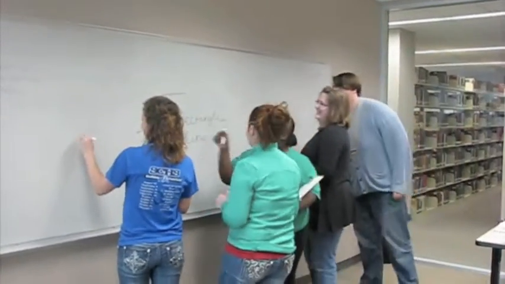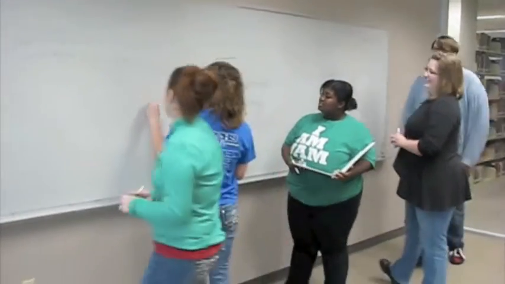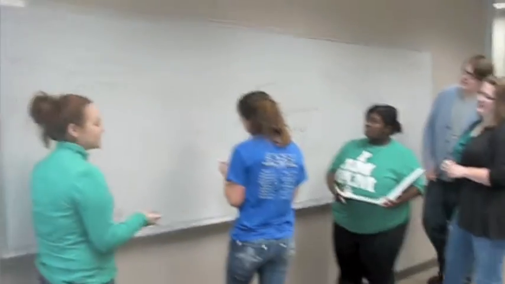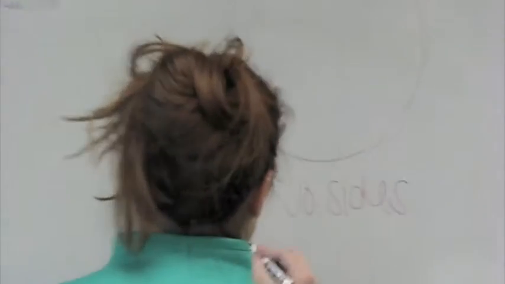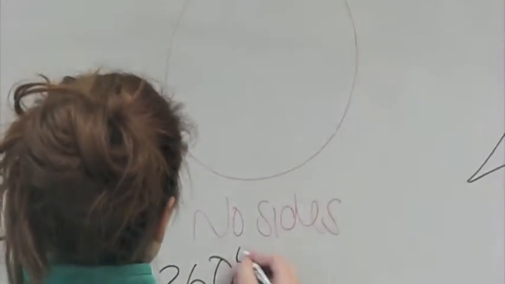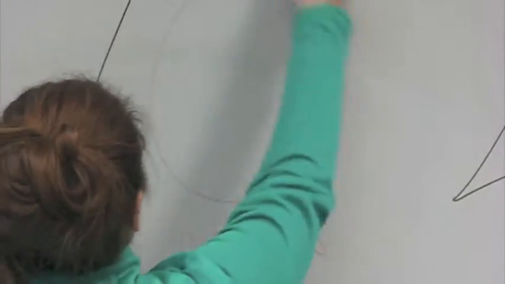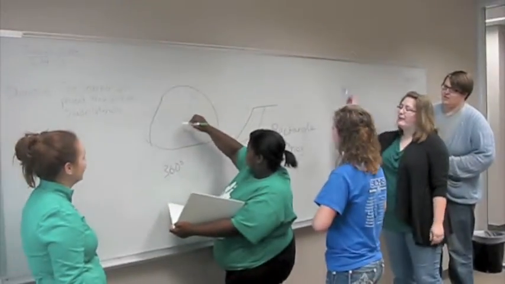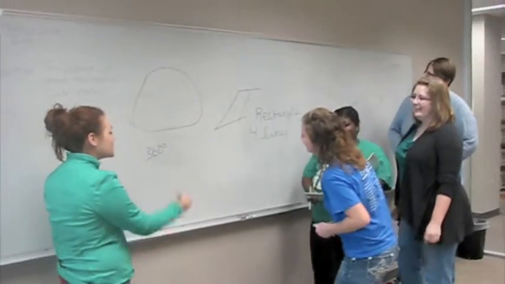Okay, and this is also a quadrilateral. Oh, yeah, I remember that. It has no sides. And it's 360 degrees, because it's round. But y'all just said that a quadrilateral had to have 4 lines, not 1 line. How would you get some hair?